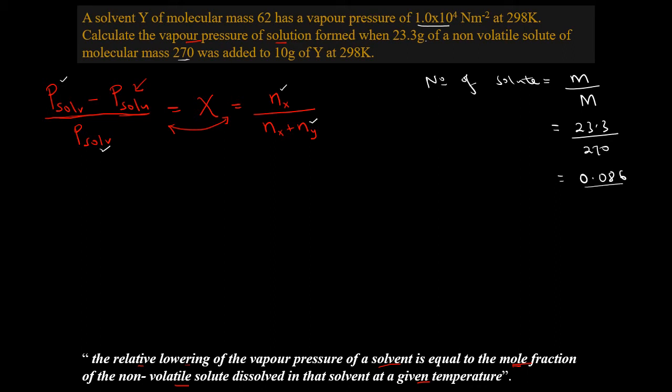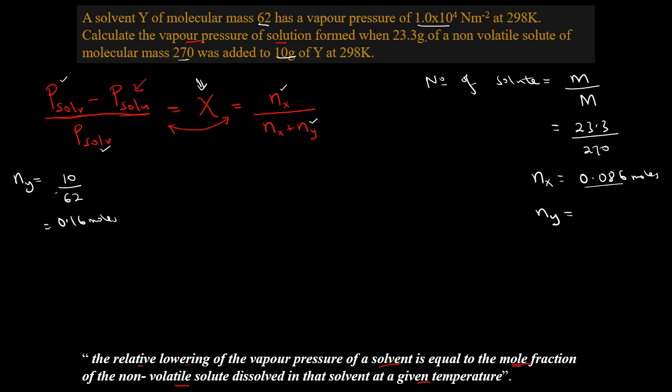This is the number of moles of the solute, so we have our Nx. Let us write here Nx. Ny will also be equal to the mass of our solvent, which is 10 grams of Y, divided by the molecular mass of Y, which is 62. So 10 divided by 62, we shall have 0.16. So now we have the number of moles, and once you have the number of moles, you can get our mole fraction, which is X.